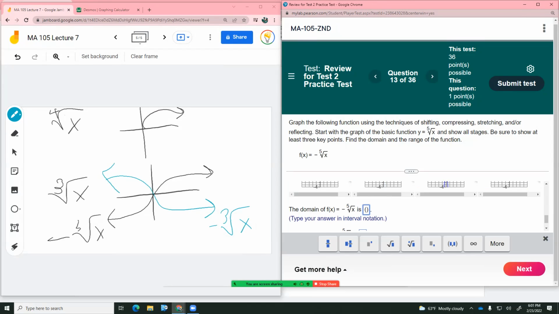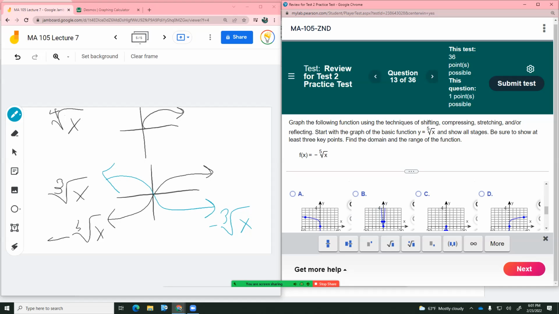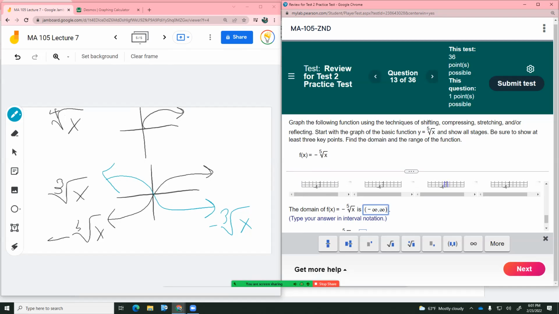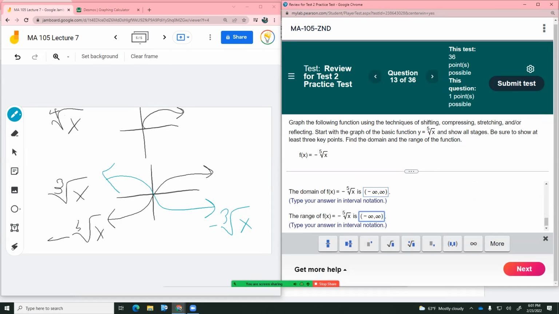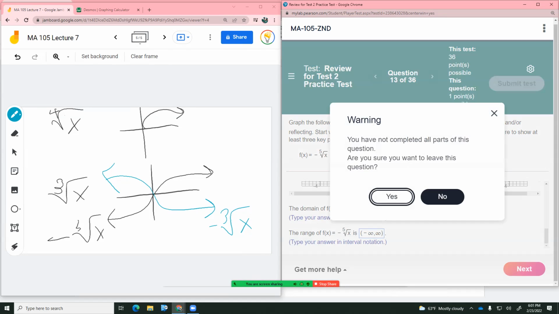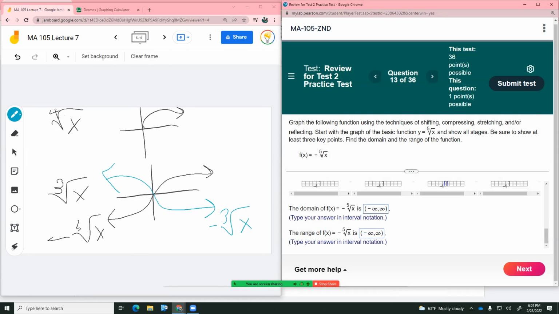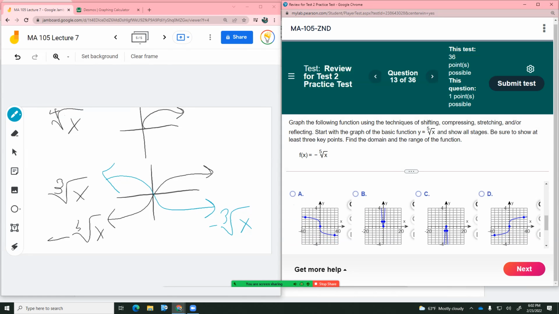Not what I was trying to do. Let's see. And the same for the other one. Oh, no, what else? What am I missing? Oh, I didn't. Oh, yeah.